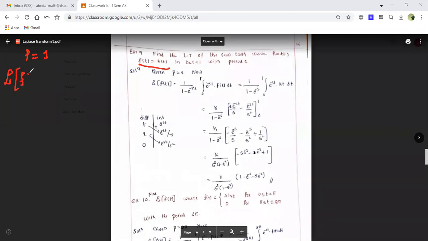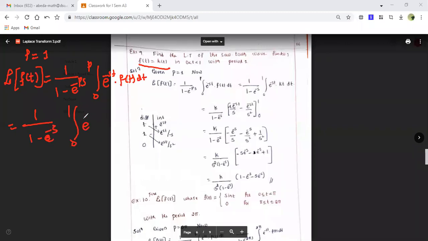So the Laplace transform of f of t of the periodic function is given by 1 upon 1 minus e to the power minus ps, integration from 0 to p of e to the power minus st f of t dt. So this is equal to, since p is equal to 1, this will be reduced to 1 upon 1 minus e to the power minus s, integral from 0 to 1, e to the power minus st, f of t is here kt, into dt. Since k is constant, I'll just take it out. It is k divided by 1 minus e to the power minus s, then integration of e to the power minus st into t dt. This is the function now.